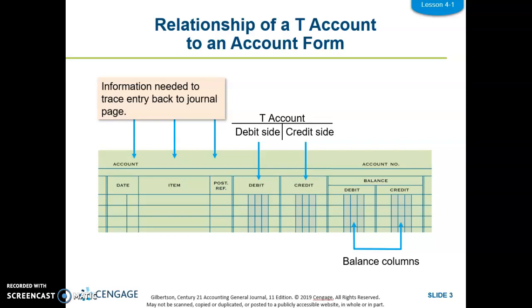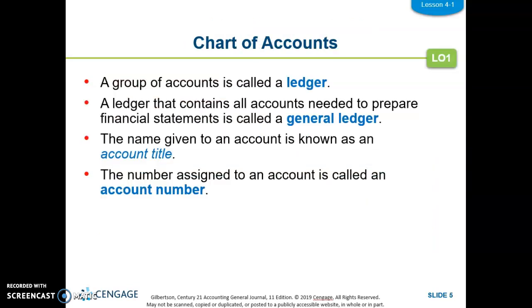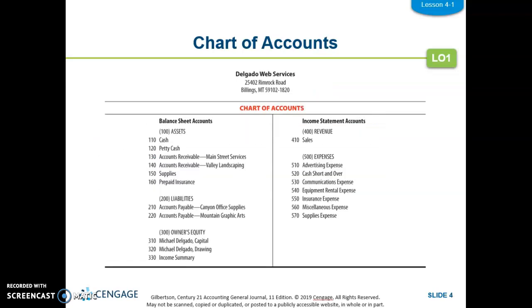The T account is a useful device for analyzing transactions into debit and credit parts. However, the balance ruled account form is more useful than the T account as a permanent record of changes to the account balances. A group of accounts is called a ledger. A ledger that contains all accounts needed to prepare financial statements is called a general ledger. The name given to an account is known as an account title, and the number assigned to an account is called the account number. A list of account titles and numbers showing the location of each account in a ledger is known as a chart of accounts. The chart of accounts for Delgado Web Services is shown here.